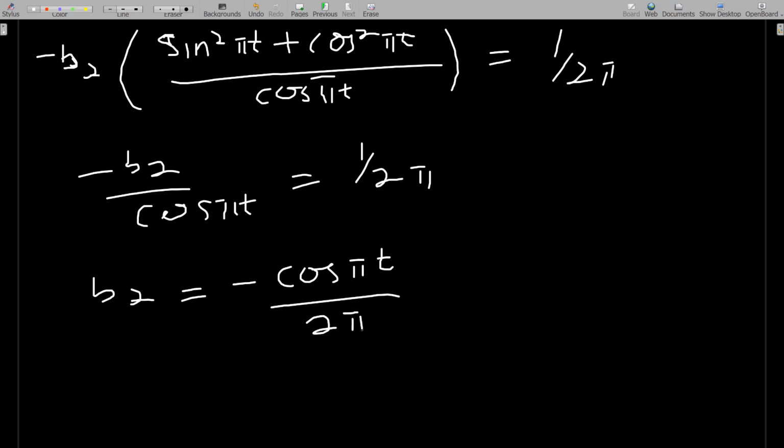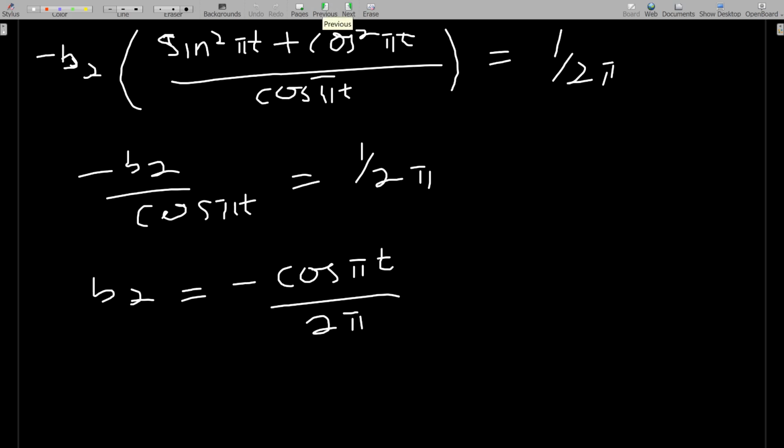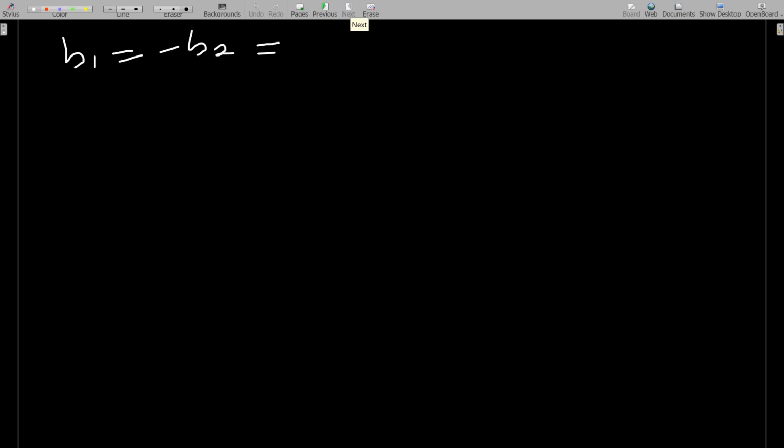So what you can do here is simply multiply through by cos pi t, then at the end divide through by negative 1. So I didn't do anything big. From this we know that b1 is equal to minus b2, so this implies that b1 is equal to the negative of what we've gotten, and that is simply cos pi t over 2 pi.